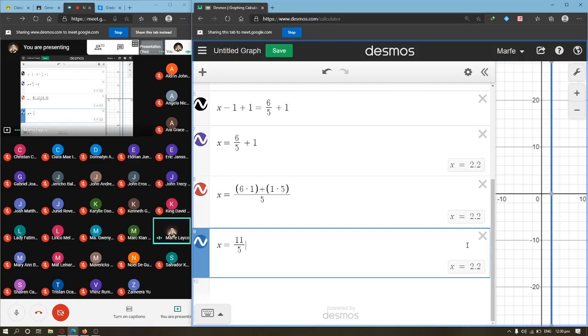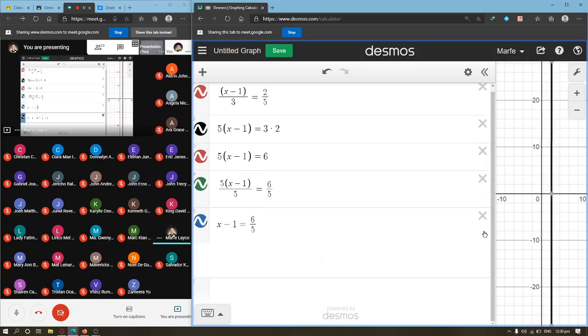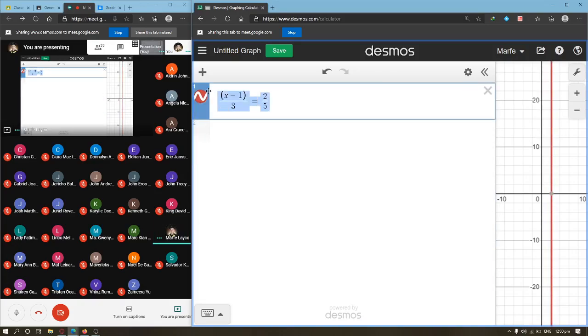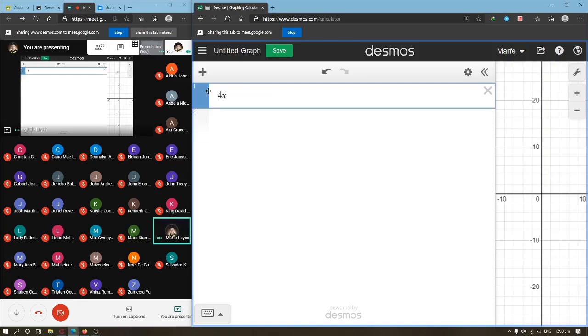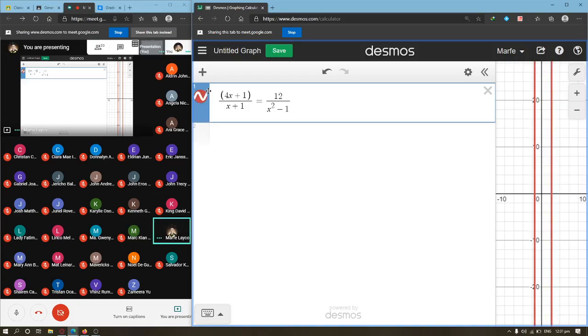What if it is already a complicated one? Medyo complicated. We have numerous terms. Okay. For x plus 1 over x plus 1 is equal to 12 over x squared minus 1 plus 3.